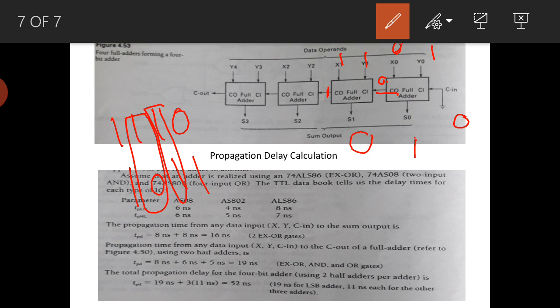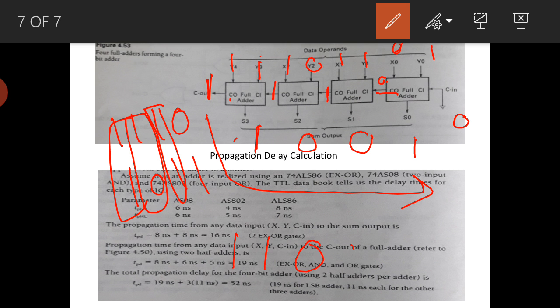What is the next combination? 1 0. So 1 0 and this carry input is 1. So 1 plus 0 plus 1, sum is 0 and again carry is 1. Again the last input 1 1. So 1 1 1, sum is 1 and this carry is 1. So together, if you see, the answer is 1 1 0 0 1.